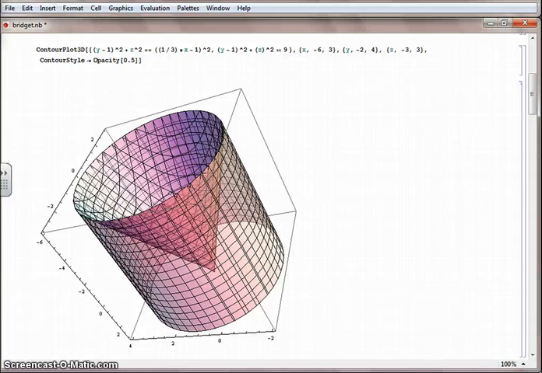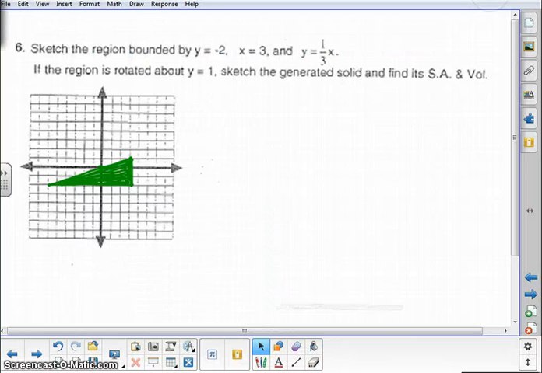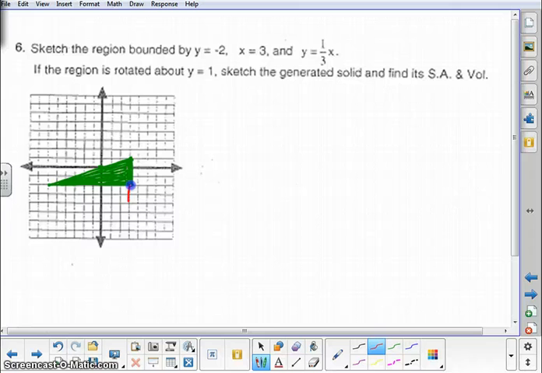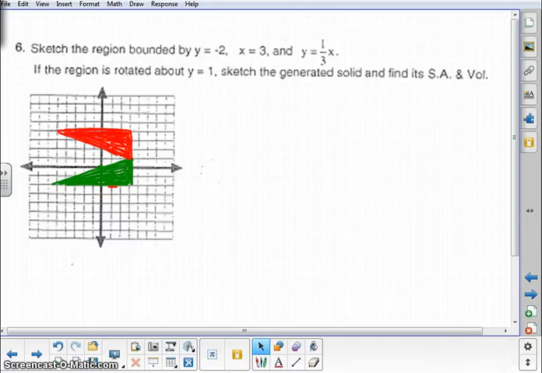Okay, so let's do the work now on how to find the surface area and the volume. You would have another 3 going this way, and then it would connect. Okay, sorry about that. I just have to erase and start over again.